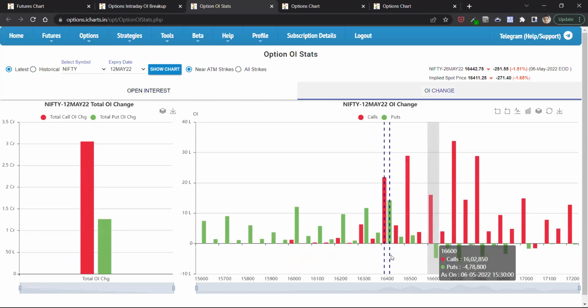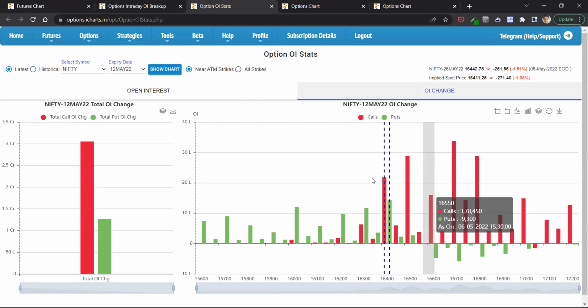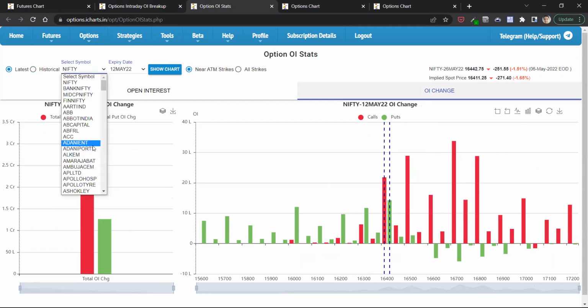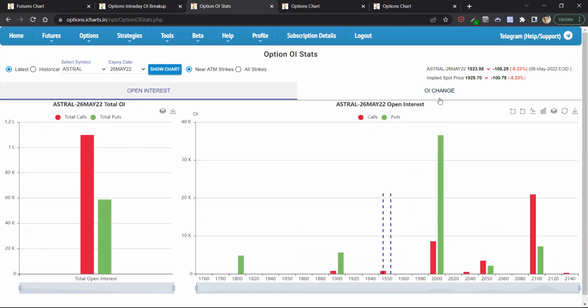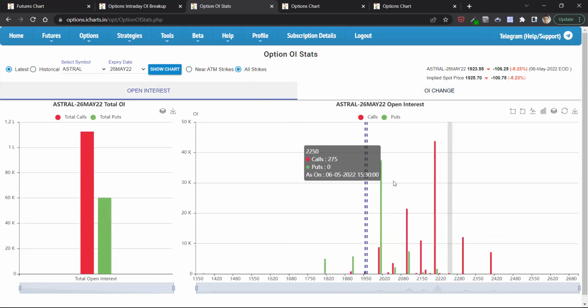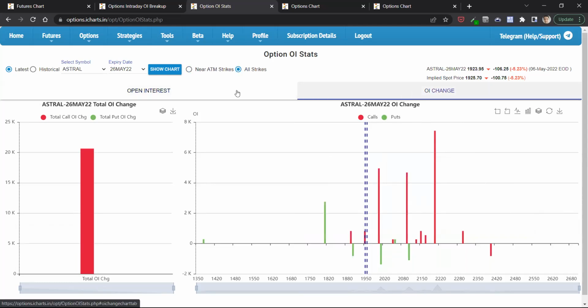OI change. My mentor has explained that if I'm looking at stocks like Astral, I would get the levels where the put and call writers are, and there is more probability the stock will go to those levels. So I can get an approximate benefit from that. Yeah, generally that is the accepted fact.